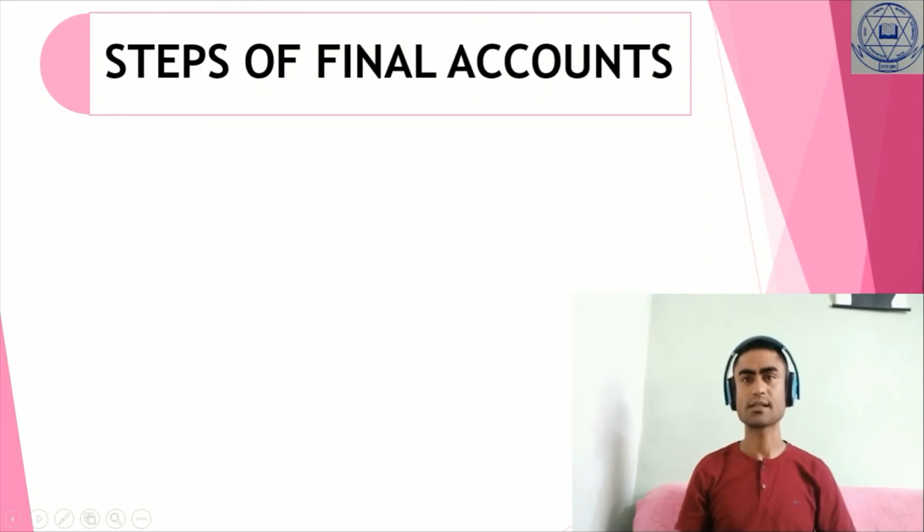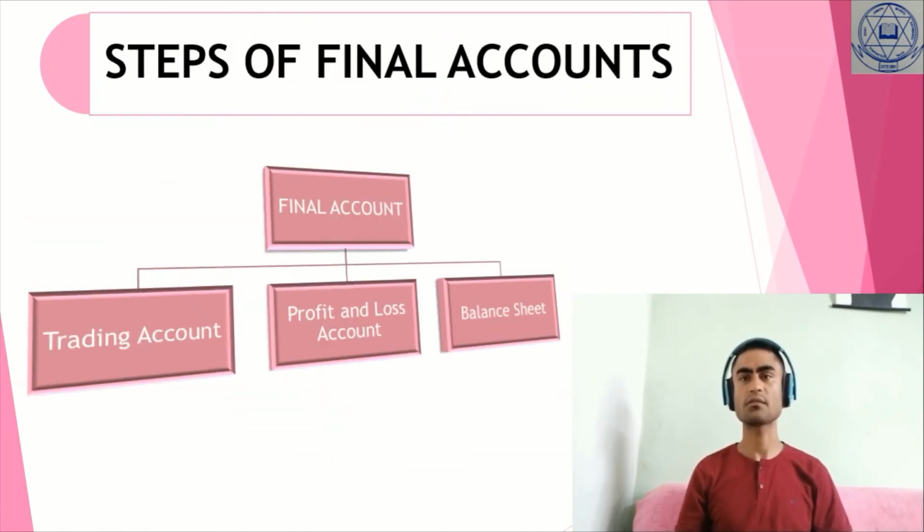Now let's discuss the steps of final account. We already mentioned that there are 3 steps of final account. First step is trading account, second step is profit and loss account, and third step is balance sheet. Let's discuss the first step, that is trading account. Trading account is the type of account which includes the transactions relating to the factories, like direct expenses incurred in the factories. Similarly, direct incomes like sales.